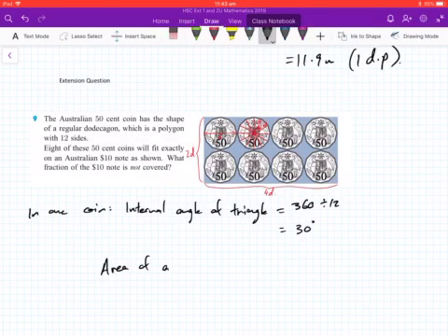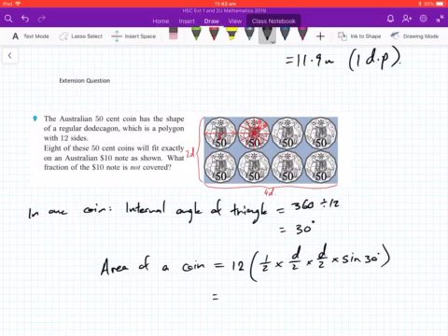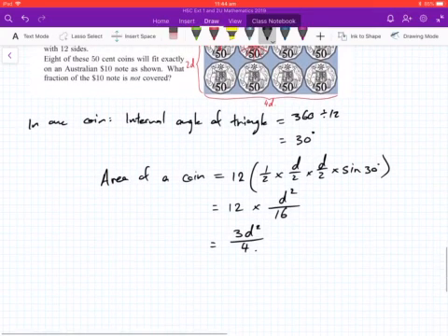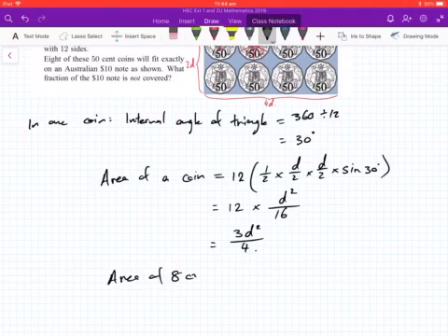So the area of a coin is equal to, well, how many triangles are there in one coin? Well, there's 12 times half times the dimensions of each triangle, two sides with the included angle, which was half D, or D on 2, times sine 30. That's the internal angle between that. Now, if we work it out, sine 30 is actually 1/2. So it's going to be 12 times D squared on 16. 2 times 2 times 2 times 2 is 16. So if I simplify this, it becomes 3D squared over 4. Now, the area of 8 coins, which fit on the note, is equal to 8 times 3D squared on 4, and that's equal to 6D squared.